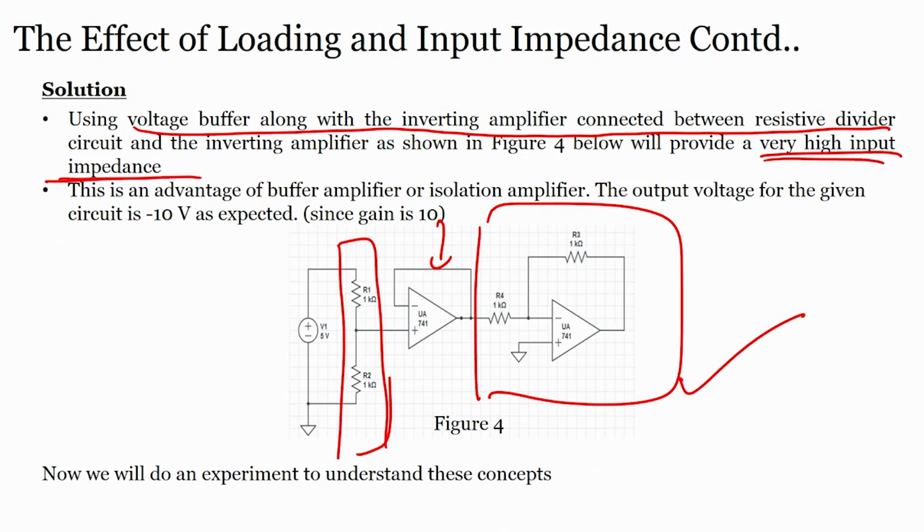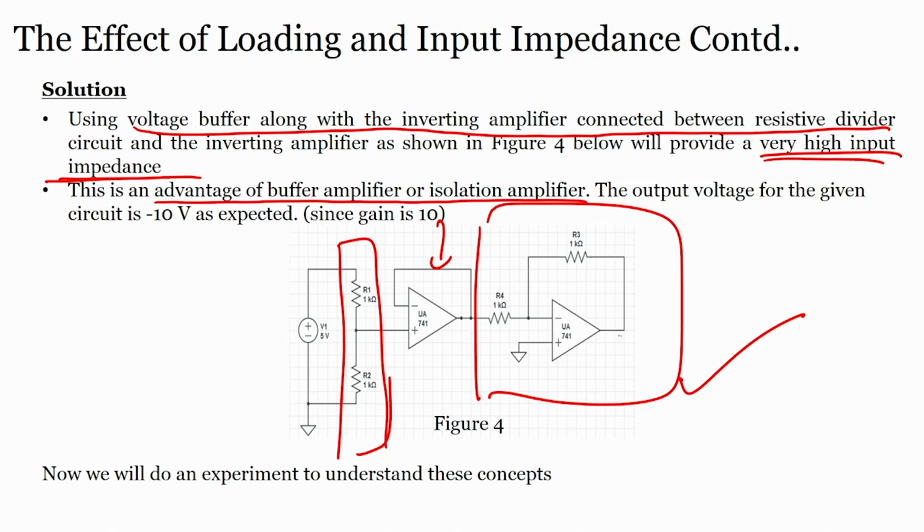right. This is an advantage of buffer amplifier or isolation amplifier. We have seen last lecture what is a buffer amplifier, we have seen what is voltage follower. Now, we are looking at how voltage follower can be used in an electronic circuit, which is the example given here, alright. So, you can understand that the use of voltage follower is to remove the loading effect on the following circuit, alright.